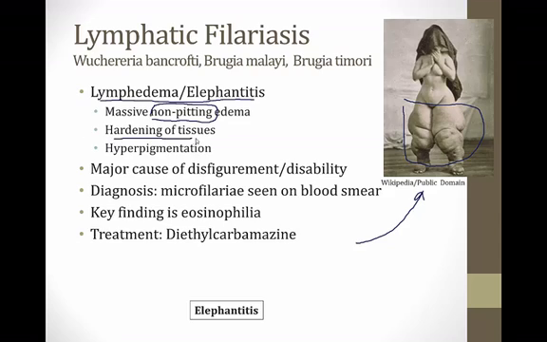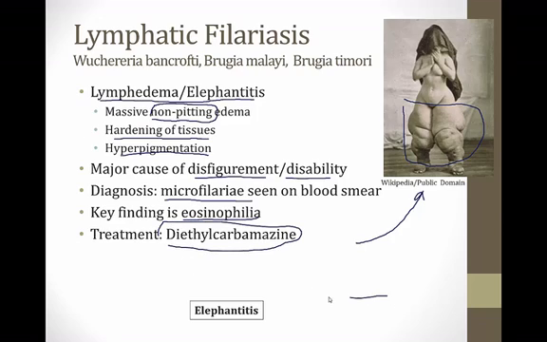The tissues will get hardened over time, and they can become hyperpigmented. And the major problem here is disfigurement and disability. People can have trouble moving because their limbs are so disfigured. You can diagnose this by doing a blood smear and seeing the microfilariae. A key finding is eosinophilia, so someone who looks like this and has eosinophils in their blood smear definitely has filariasis. And you can also treat this with the drug diethylcarbamazine.